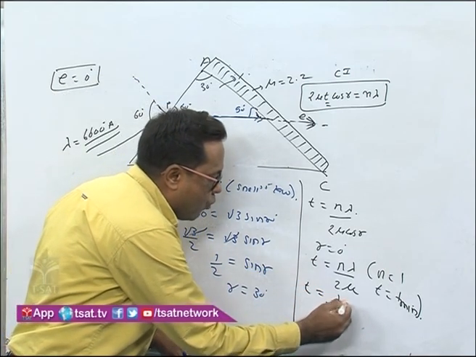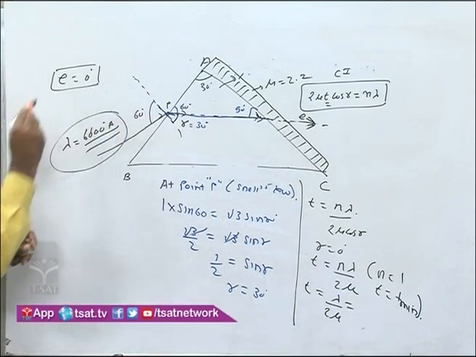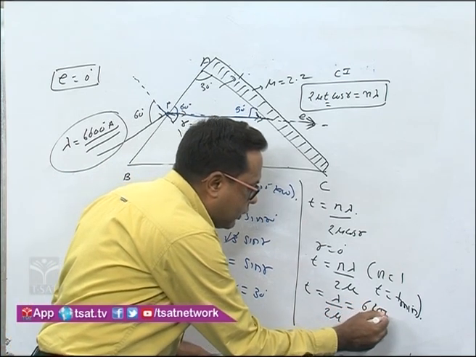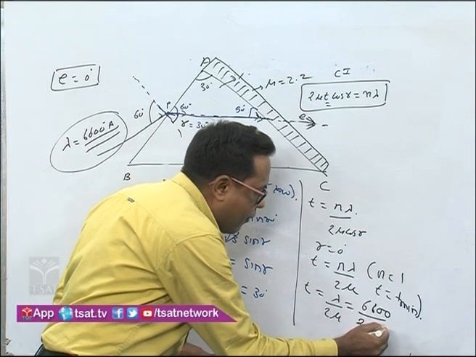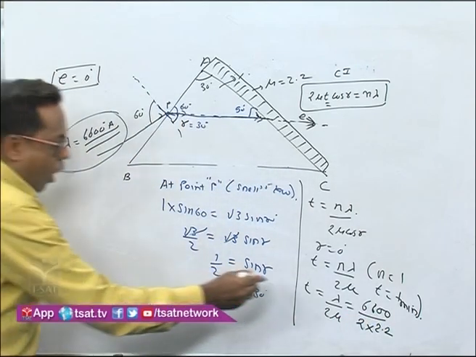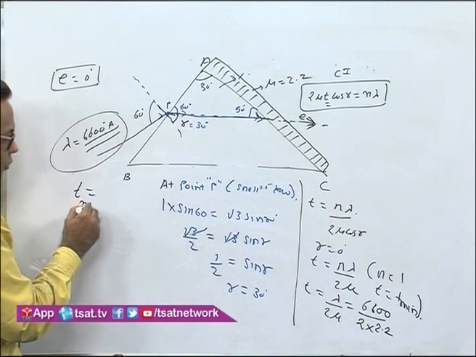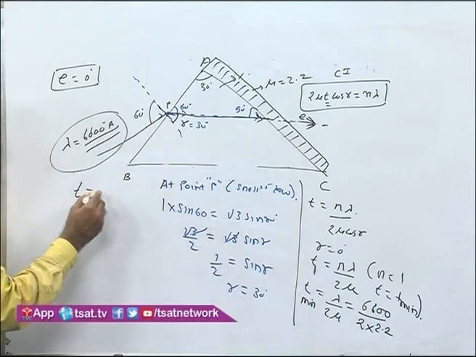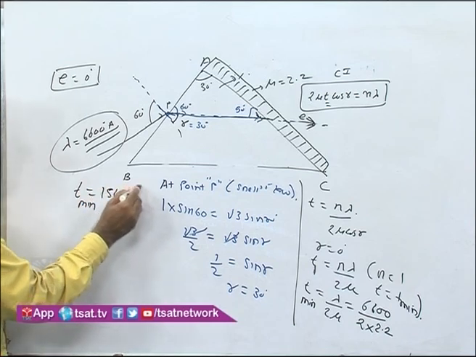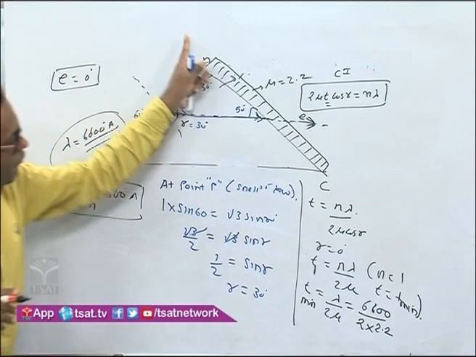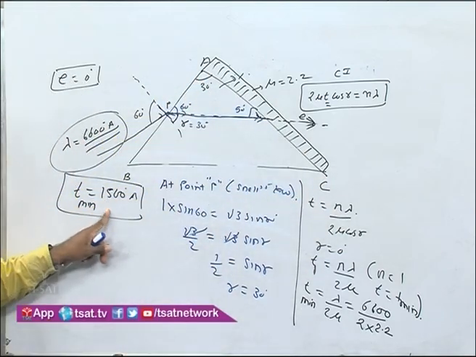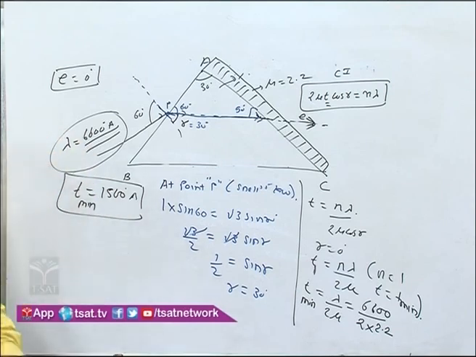Therefore t is equal to lambda upon 2 mu. Now the wavelength of light is given as 6600 angstrom, so you put 6600 angstrom upon 2 into 2.2. If you solve this, because you put n equal to 1, the minimum thickness will come out to be 1500 angstrom. Therefore, the thickness of the coating on face AC is 1500 angstrom, provided that the light should have the maximum intensity.